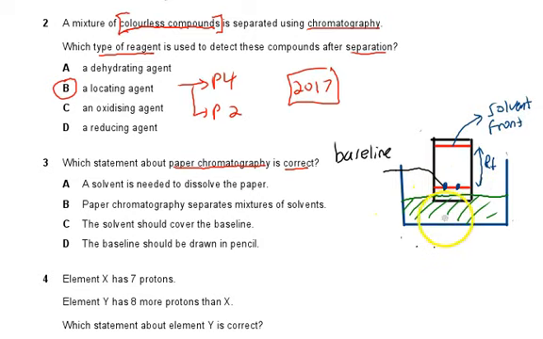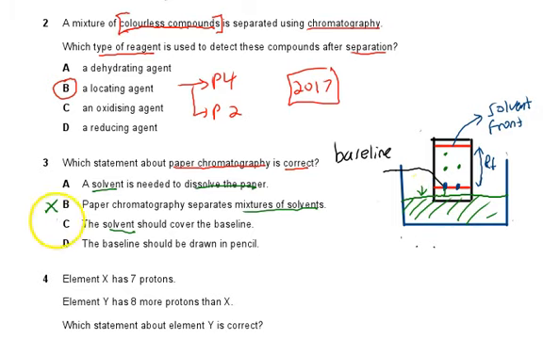Through diffusion, the solvent, normally alcohol, will bring the substances along depending on their diffusion rate, and it will separate the substances into their components. Now let us look at the options one by one. A solvent is needed to dissolve the paper. Not really, so we can keep it aside. Paper chromatography separates mixtures of solvent. No, it separates the substances here, so it is wrong. The solvent should cover the baseline, which is not true. It should be below the baseline.